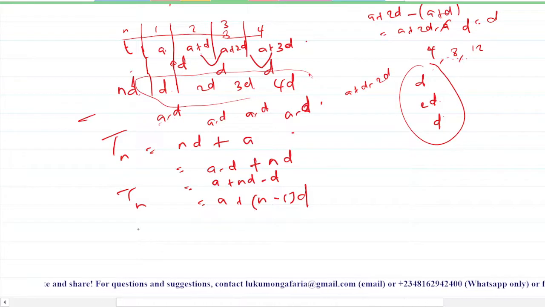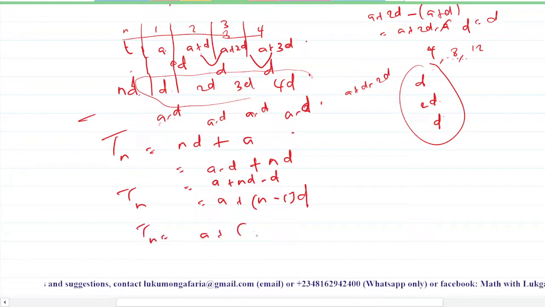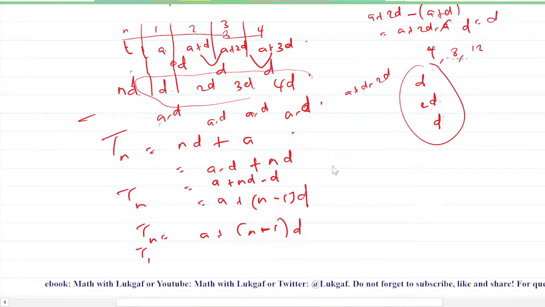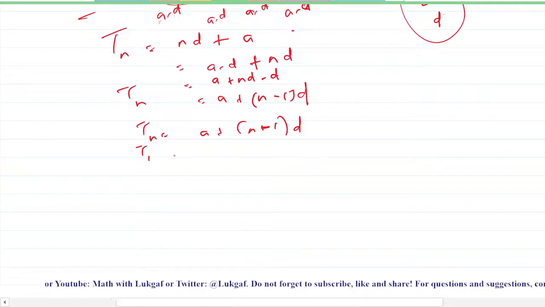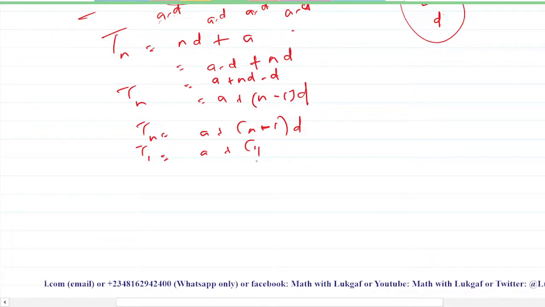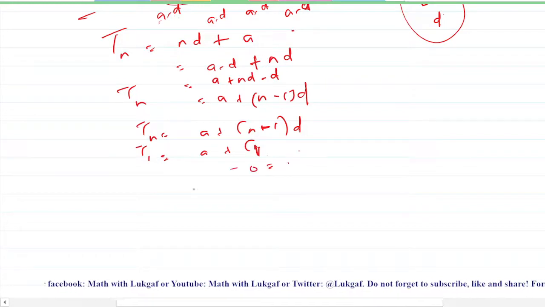Since you know that your Tn, that is the general term, is A plus N minus 1 into D, I can find my T1, that is the first term. Don't forget the first term is obtained by substituting the value of N to be 1 in your formula. So you are going to have A plus 1 minus 1 into D, that's A plus 0D. 0 times D is 0. So that gives you A.